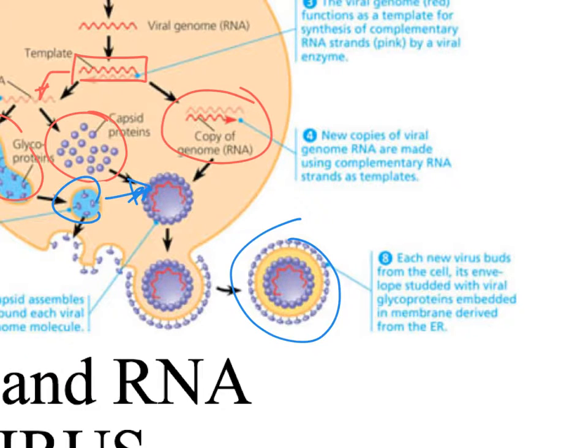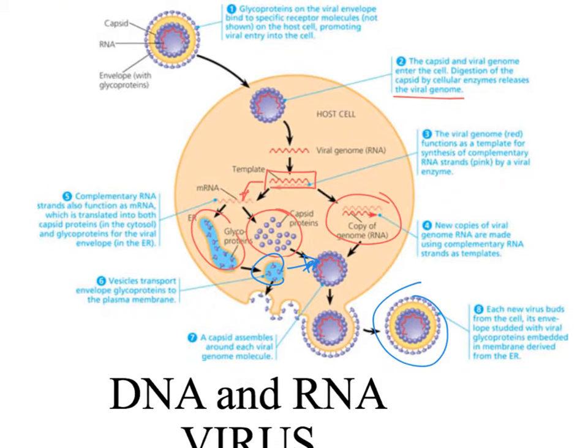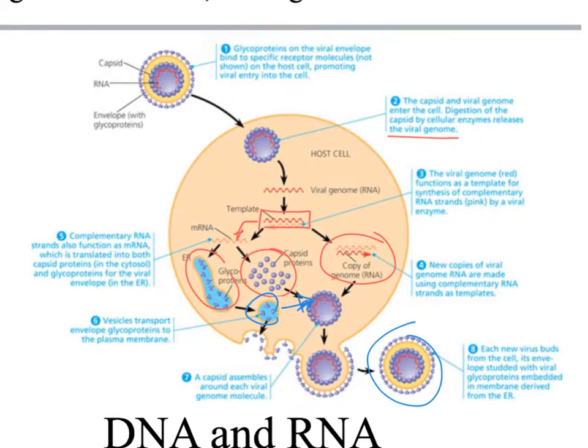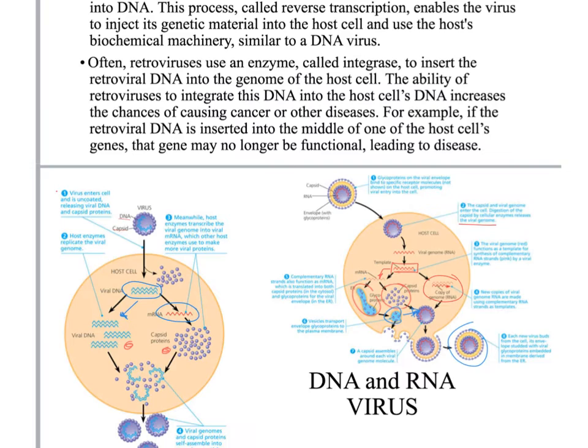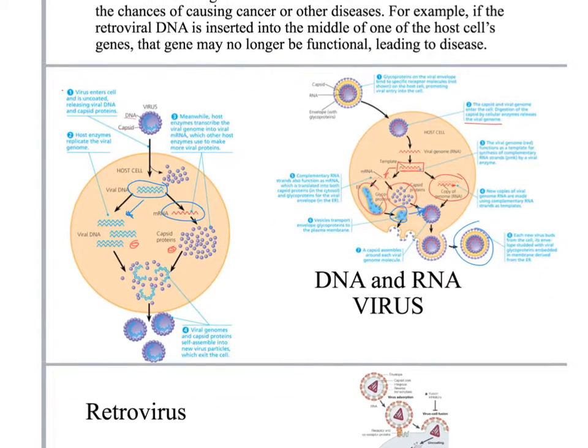Okay, you see each new virus buds from the cell. Its envelope starts with viral glycoproteins embedded in membrane derived from the endoplasmic reticulum. Okay, so this is the way that an RNA virus can act inside of the cell, or can replicate inside of the cell. So it's a little bit different here than the other one that I already showed you here. Okay, so these are DNA and RNA. There is another group of RNA viruses that is called retroviruses.